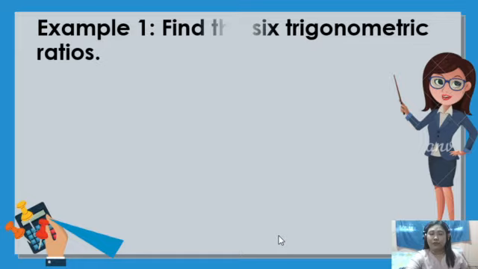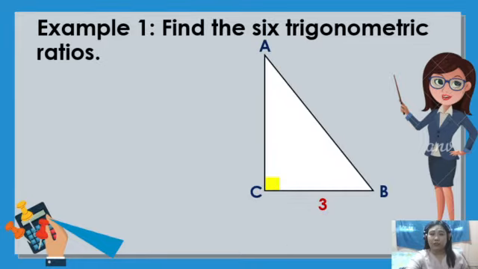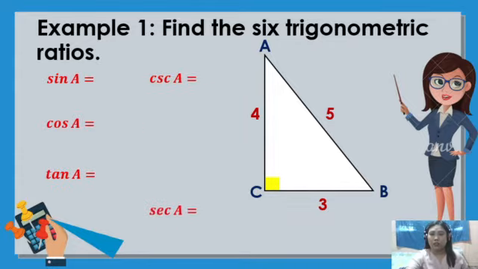Let's have the first example. Find the six trigonometric ratios. Given triangle ACB, wherein side A is 3, side B is 4, and side C is 5. We need to find sine A, cosine A, tangent A, cosecant A, secant A, and cotangent A. Ang focus natin ay si angle A. What is the measure of the side opposite of angle A? That is 3. Side adjacent kay angle A is 4 and the hypotenuse is 5.